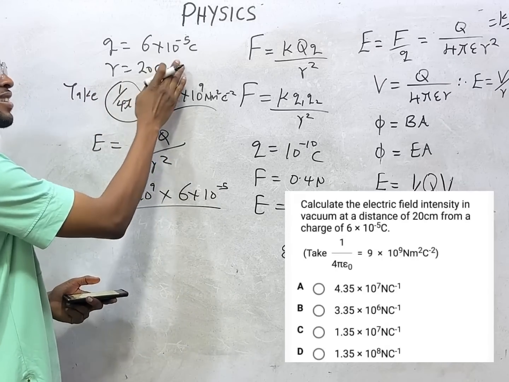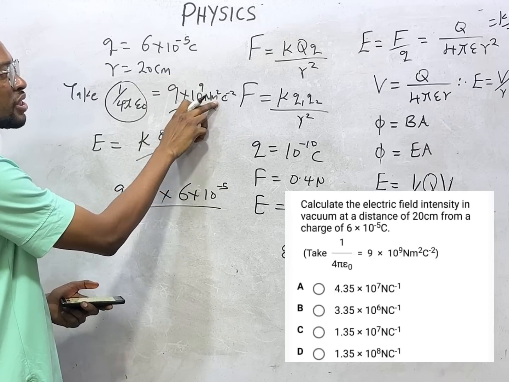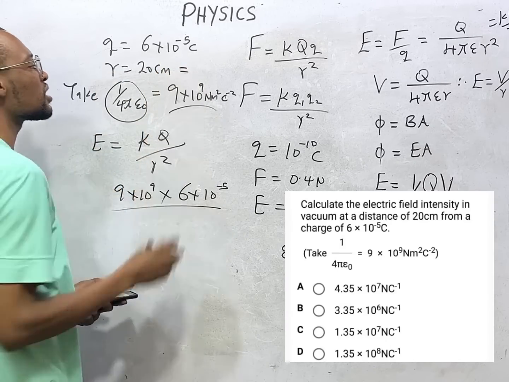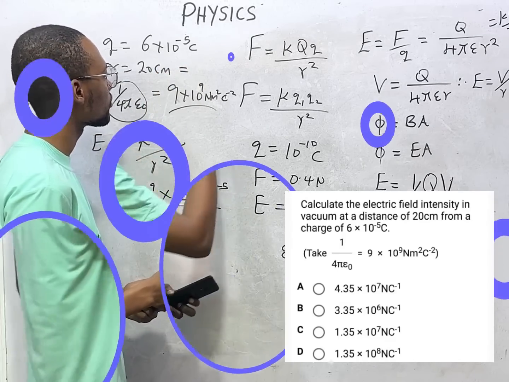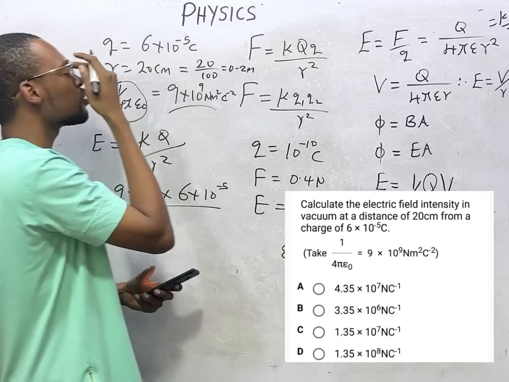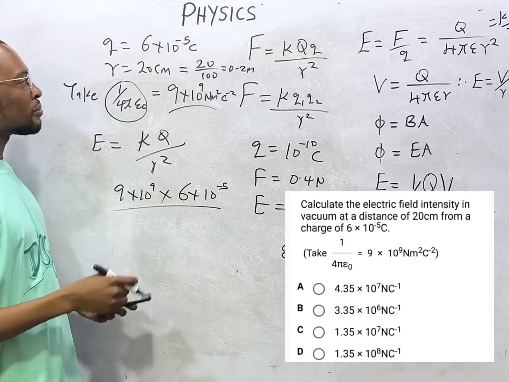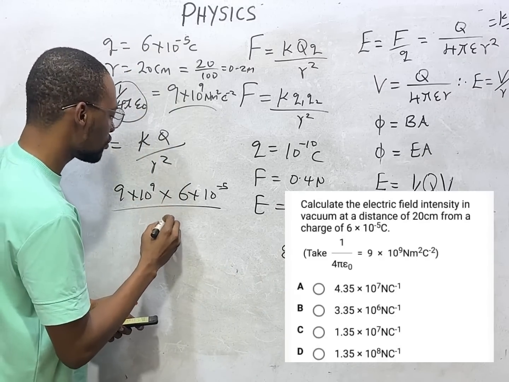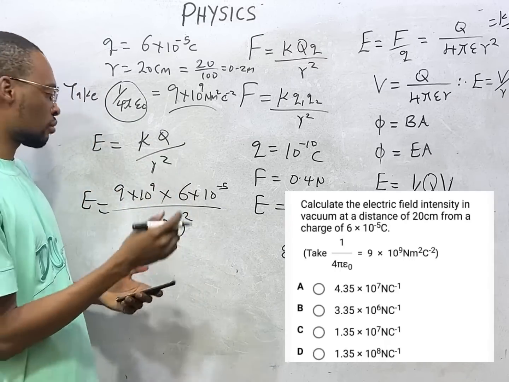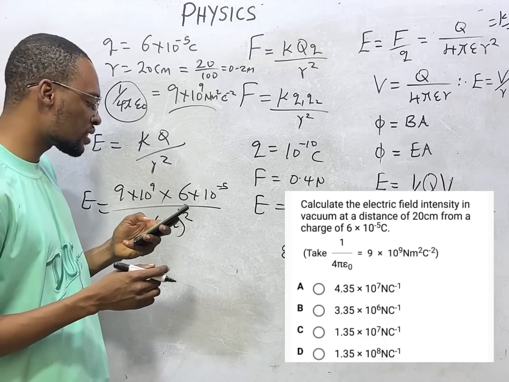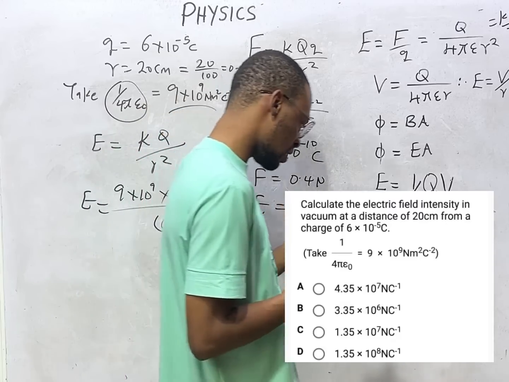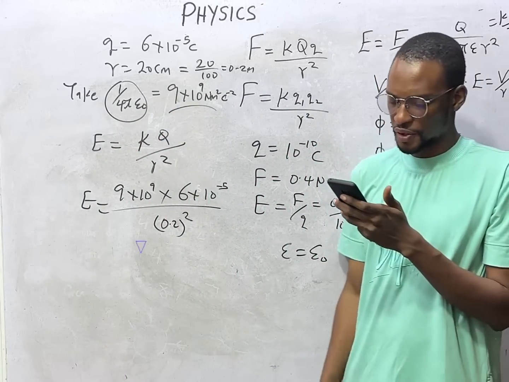But this R is in centimeter. If you look at this unit, they are in meter. So you must convert your distance to meter. So when you convert from 20 centimeter to meter, you are going to get 20 divided by 100. This is 0.2 meter. To convert from centimeter to meter, you divide by 100. So this is 0.2 squared. This is your answer. When you solve that, I think you should get 1.37 times 10 to the power of 7 Newton per coulomb, as I'm saying in option C. Yeah, that should be the correct option for you.